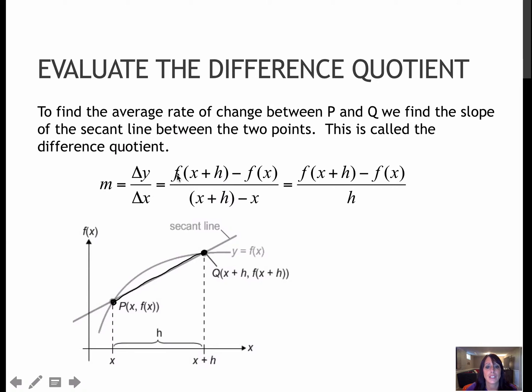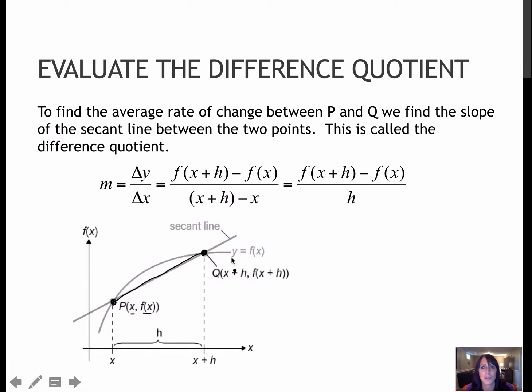So to find that difference quotient, I'm using the 2 points of x comma f of x, so x and y, and then my other point is x plus h, so I'm adding a value of h, so it's x plus h comma f of x plus h. So I'm plugging in a value that is h more than x.